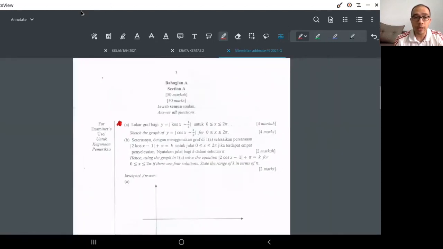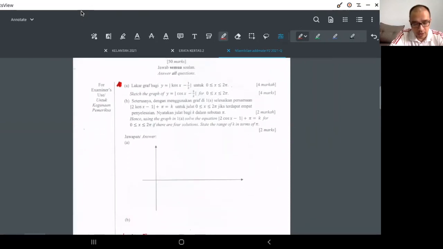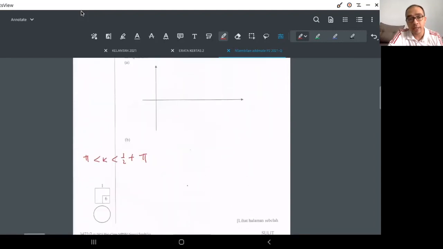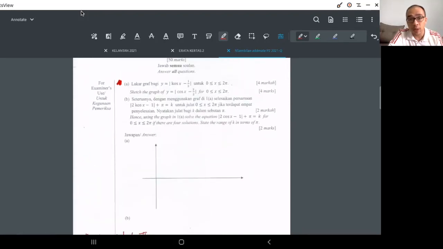Question number 1 is a trigonometry question. The first thing it asks is to sketch the graph of |cos x - 1/2| from 0 to 2 pi. Then after that, draw a straight line and so on. They changed the question a little bit, so I will probably discuss this question a little bit with you.